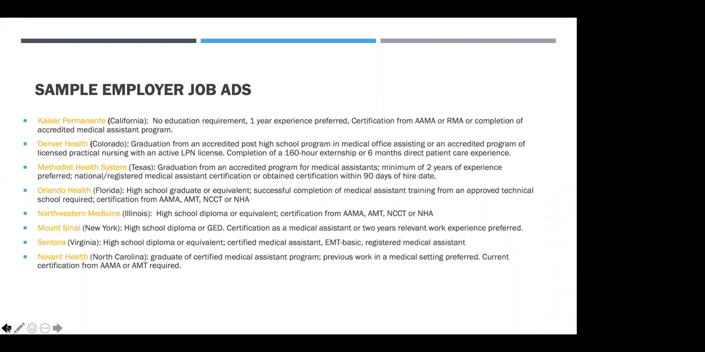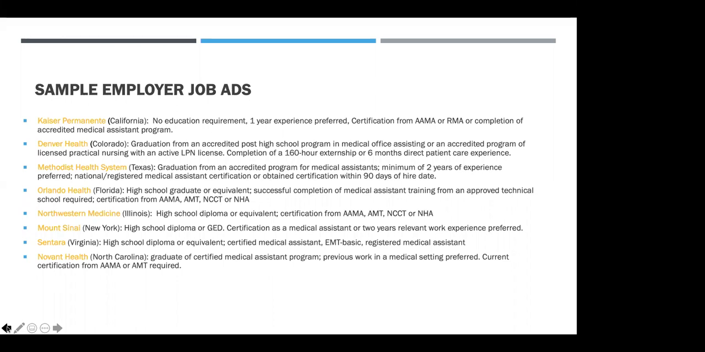In Denver, however, they do want someone to graduate from an accredited post-high school program. And accredited means a program that is accredited through someone who is approved through the U.S. Department of Education. And so in Denver, at least for Denver Health, it might be tougher for someone just graduating from high school to hop directly into a job. But they do require 160 hours of externship, and we'll talk about that in a second.